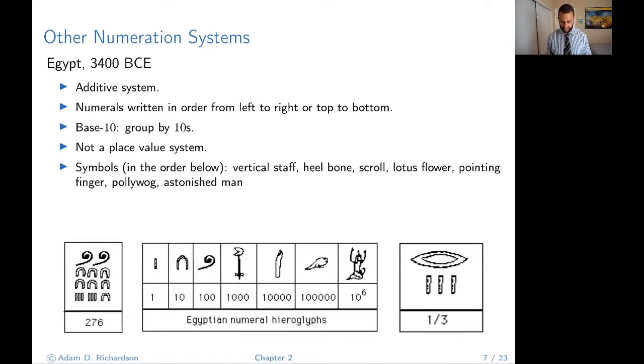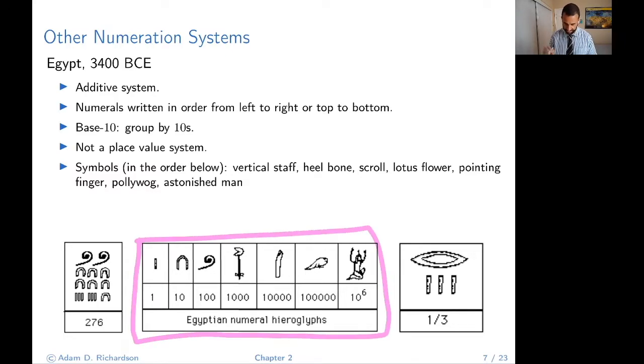This is what they would use instead. So they had some symbols, which are listed down here. Here are their symbols. So for the quantity 1, they would just use a vertical staff, which we do essentially, right? For the quantity 10, they would use this little heel bone. For the quantity 100, they would use a scroll. For the quantity 1,000, they would use a lotus flower. So if they wanted to write the number 1,000, they would draw a lotus flower.